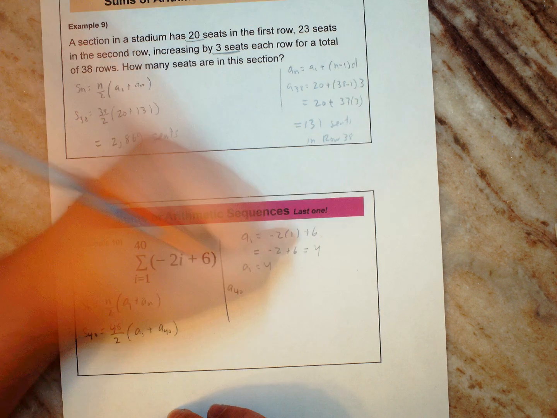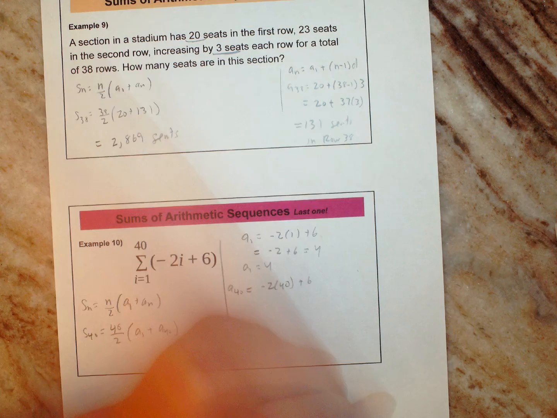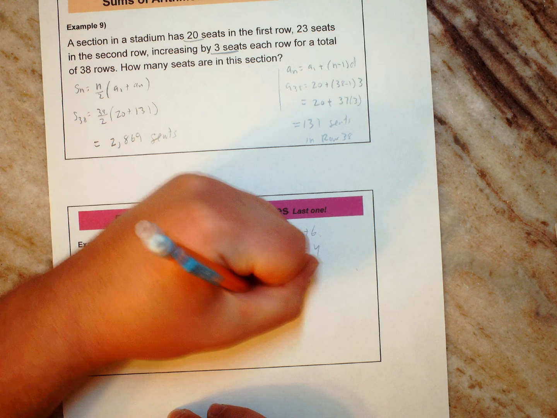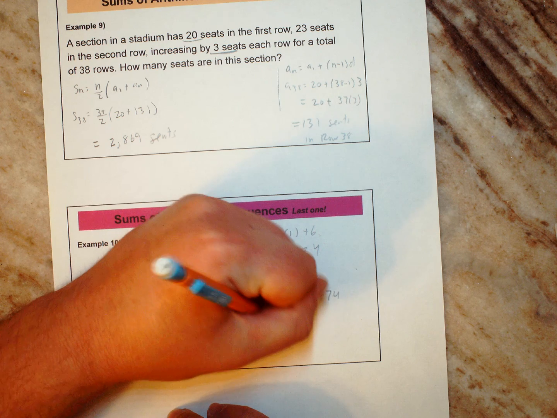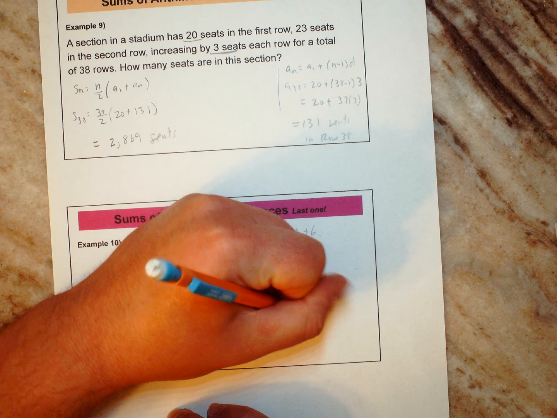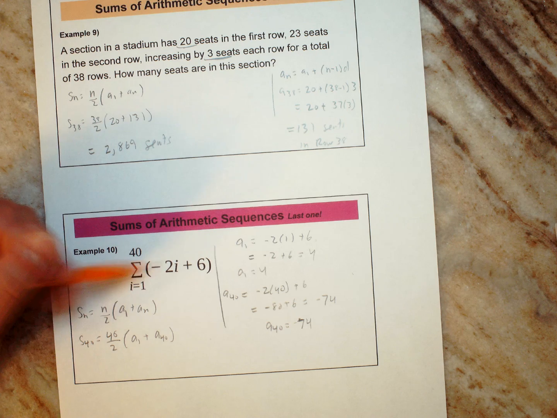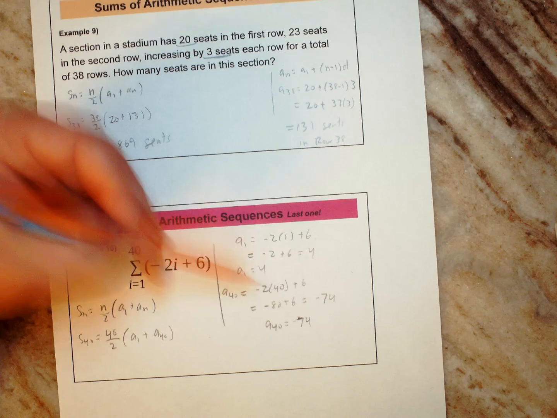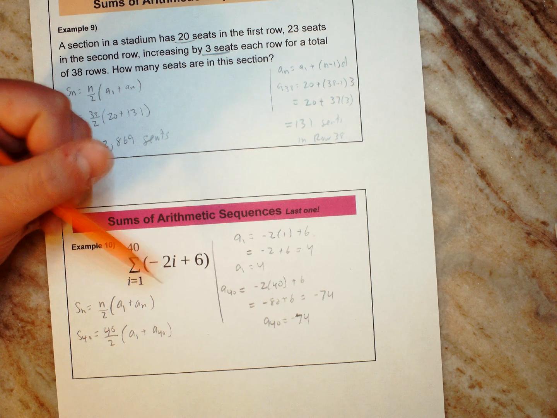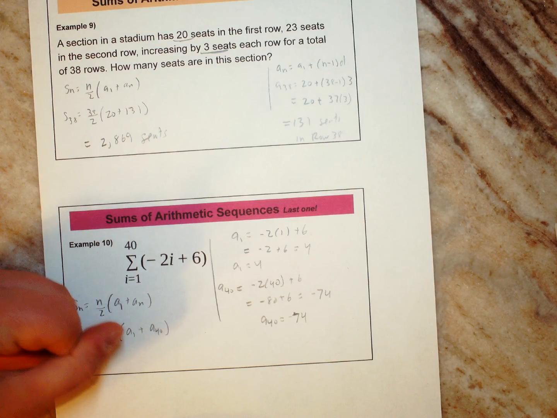Now we do the same thing with 40. a sub 40 equals negative 2 times 40 plus 6, which equals negative 80 plus 6, which equals negative 74. So a sub 40 equals negative 74. So just to recap, we got to find the sum of the first 40. We don't know the first term or the 40th term, so I use the sigma notation to find it. So I plug 1 in for the first term, get 4, plug 40 in to get the 40th term. So now I can finish the formula.